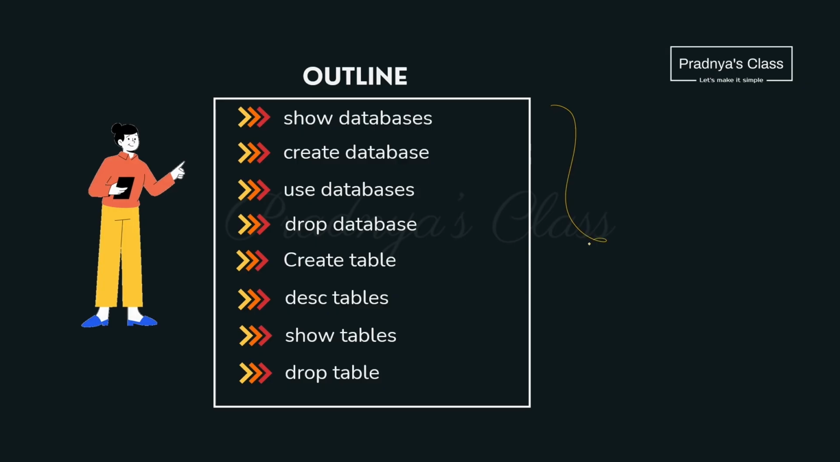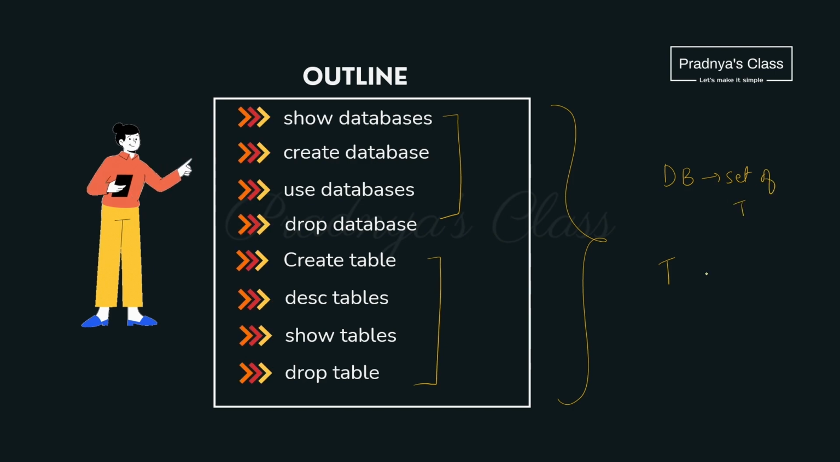So now we will be revising some commands which are applicable on databases as well as on tables. Now you will get confused what is the meaning of database and what is table. Database is a set of tables and table is a combination of row and column. First we need to create one database and inside that we can create as many tables as we want.